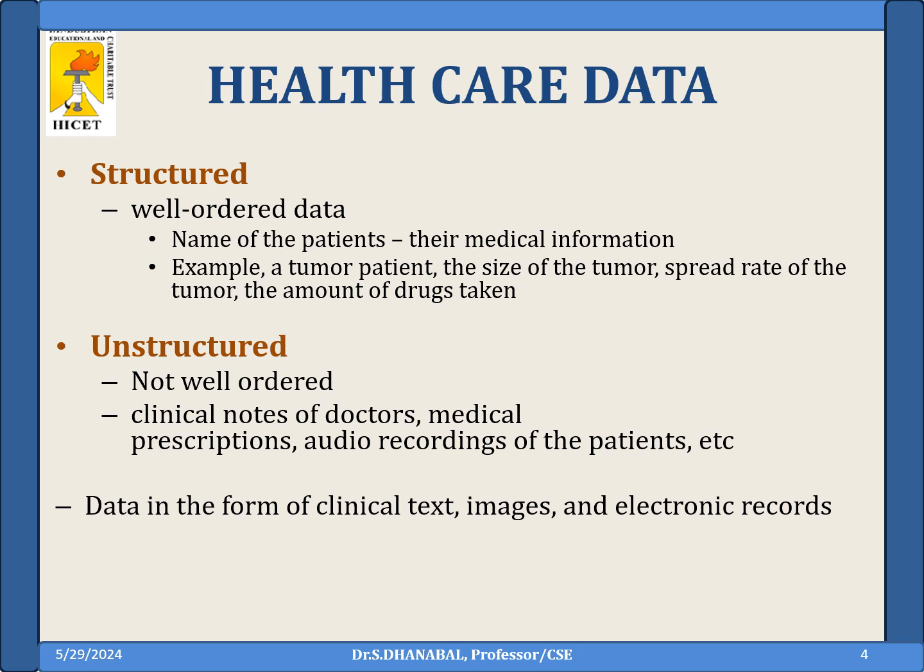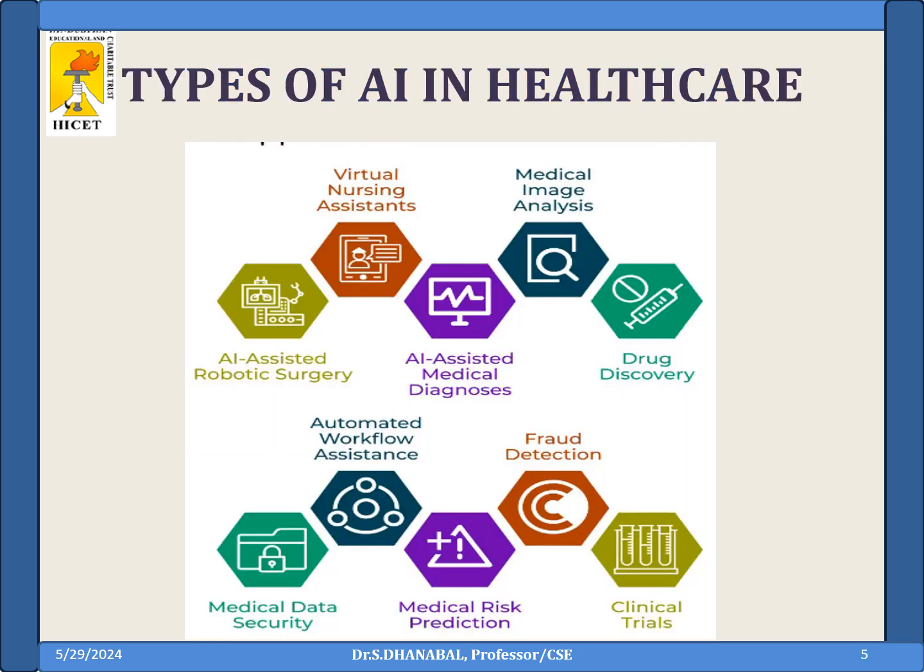Data in the form of clinical text, images, and electronic records plays a vital role in applying the soft computing technique and predicting disease. So this is what we have, the types of artificial intelligence used in healthcare. You know that nowadays the operations are done by robotics. That's how robotic surgery was invented, and in that surgery, all the medical history is deposited into the robot, and based on that it will do all the operations.